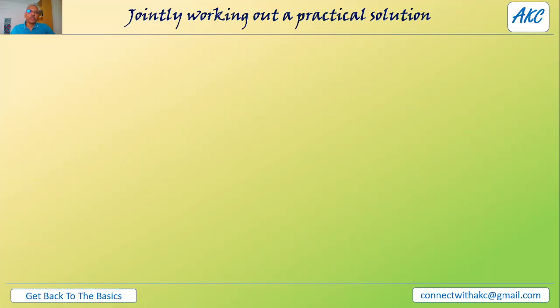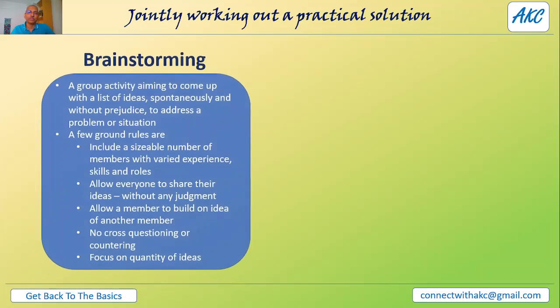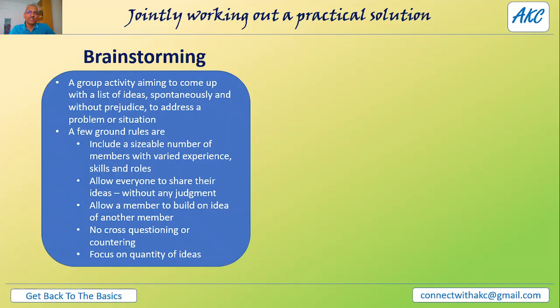So when we look at jointly working out a practical solution, there are two tools which are very useful. The first one is brainstorming. Brainstorming is an activity where people come together in a group. They interact. They share their ideas. Some of the ideas may be good, some may not be good, but at this stage we are not bothered about it. We should not be judging any ideas. We should focus more on quantity. The ideas should come in spontaneously without any prejudice.